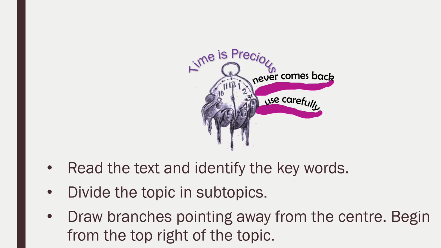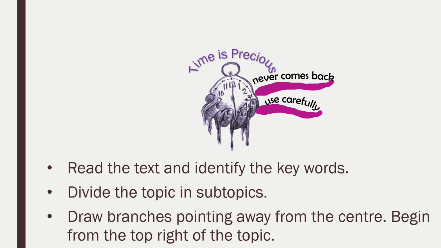Then the next thing that you need to do is to read the text for which you are making the mind map thoroughly and identify the keywords. You can underline or highlight the keywords in the text. Then divide the topics into subtopics, that is main headings and subheadings. Then start making your mind map.